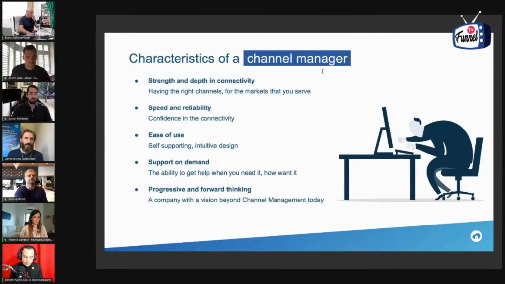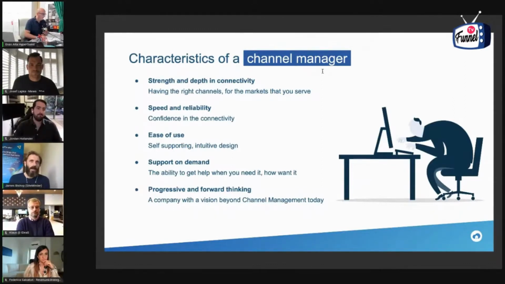So the depth in connectivity matters, and certainly for the market that a hotel is sitting in, making sure they're working with a channel manager that is really set up for increasing visibility and driving demand to their hotel, but not just the number of channels, but actually the strength in that connectivity. Key characteristics are obviously the reliability, the speed, and the functionality that comes through that, because it's not a tick box exercise to be a channel manager.